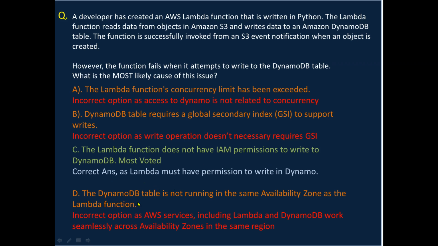The last option was: the DynamoDB table is not running in the same AZ as the Lambda function. As we know, the Lambda function and DynamoDB are not associated with any AZ. It is basically more of a region-wise thing. So we cannot say that Lambda is running in one AZ and not another AZ. So this is incorrect again. The correct answer is that the Lambda function doesn't have the IAM permission to write to DynamoDB.